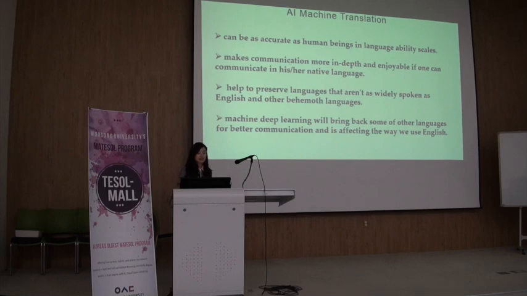So, as we were saying, it's going to be more in-depth and enjoyable if you can communicate in your native language. This is allowing people to just know one's native language. And AI machine translation helps to preserve languages that aren't as widely spoken as English and other medium languages. The machine deep learning will bring back some other languages for better communication, and it is affecting the way we use English.